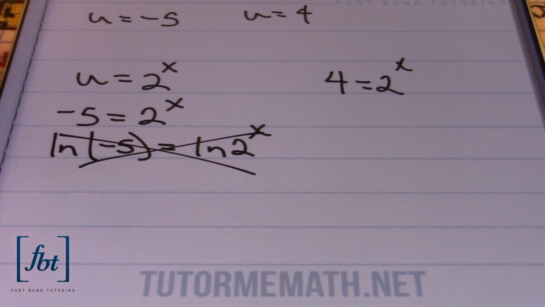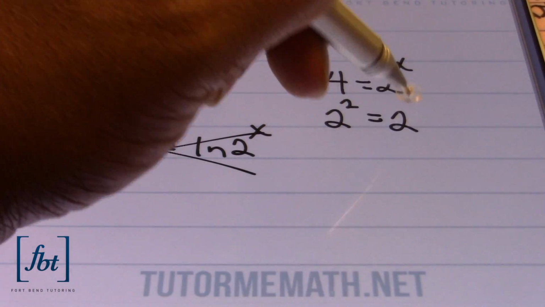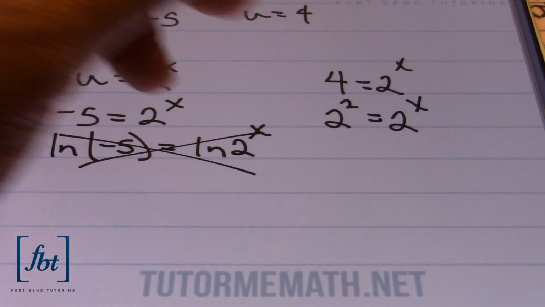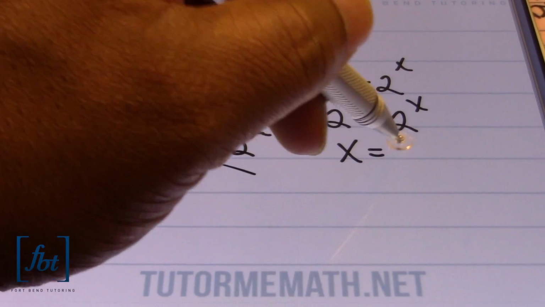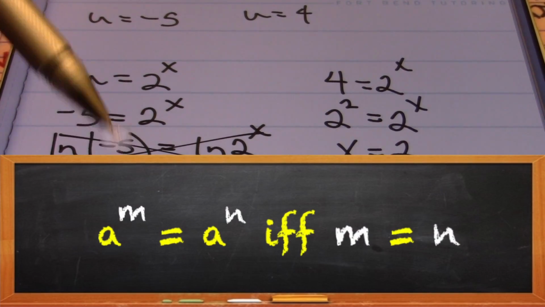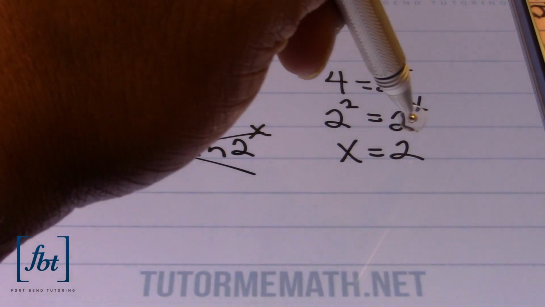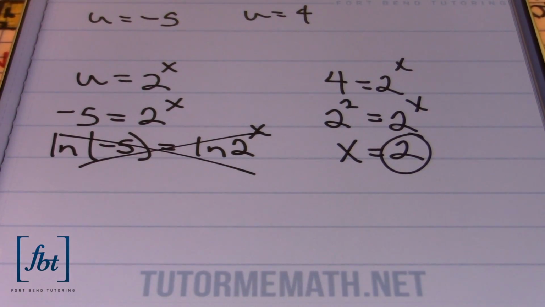Now, notice that my equation here is in base 2. So that 4, we're going to rewrite the 4 as 2 squared, which equals 2 to the x. Ladies and gentlemen, x equals 2. Here's the rule right here, one of our exponential rules. It's done. X equals 2. So we know what x equals now.